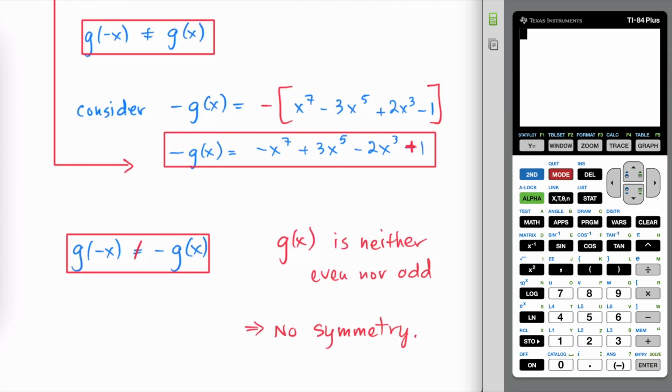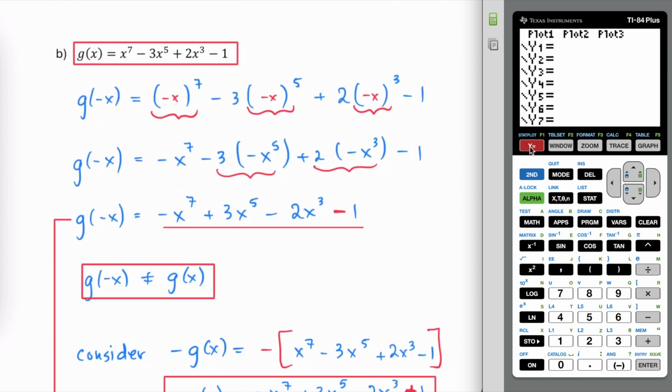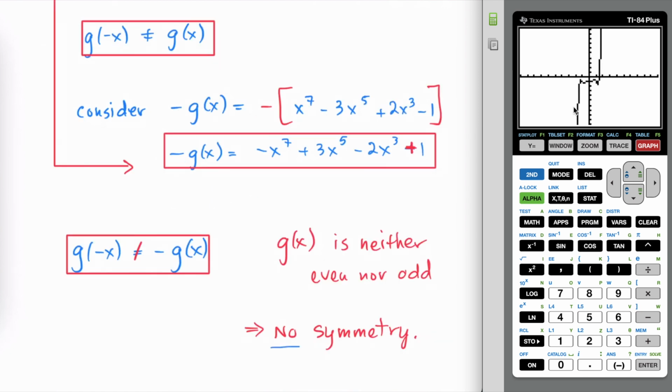And now again, to check this answer, we'll go over to our calculator selecting y equals. We'll need to plug in the original equation, x to the 7th minus 3x to the 5th plus 2x cubed minus 1. And then when we come back over to the graph here, we see that we do not have symmetry about the y-axis. And if we were to rotate this graph upside down, essentially turning the calculator upside down, we would not get the same as the original graph. So this supports our algebraic finding that the function g of x has no symmetry.